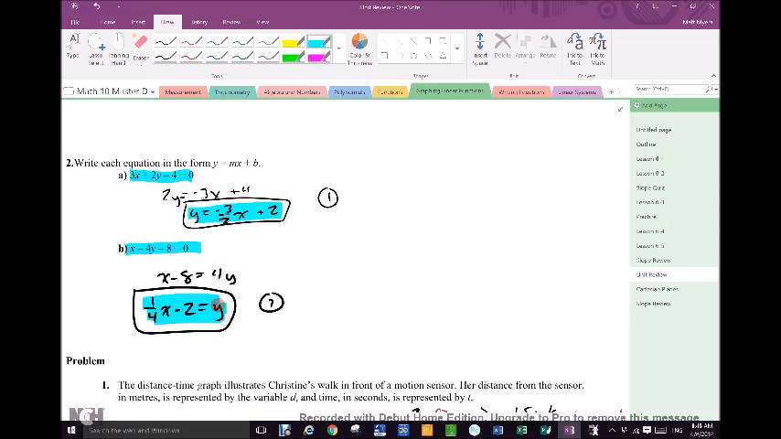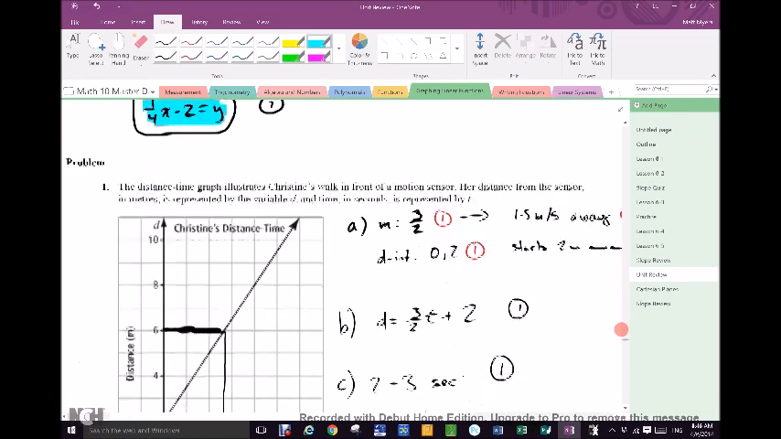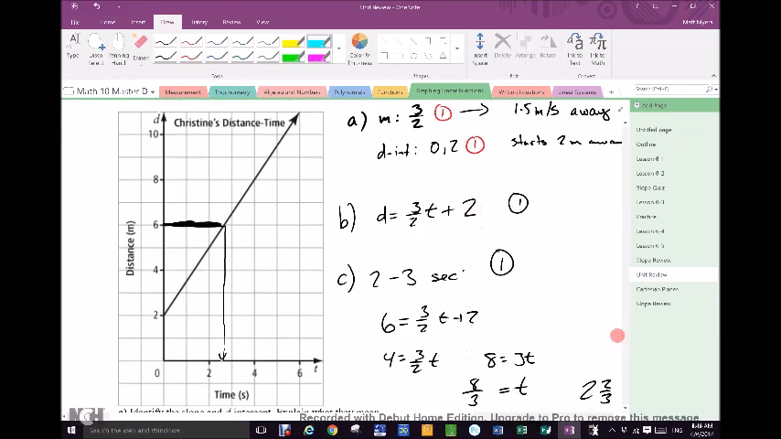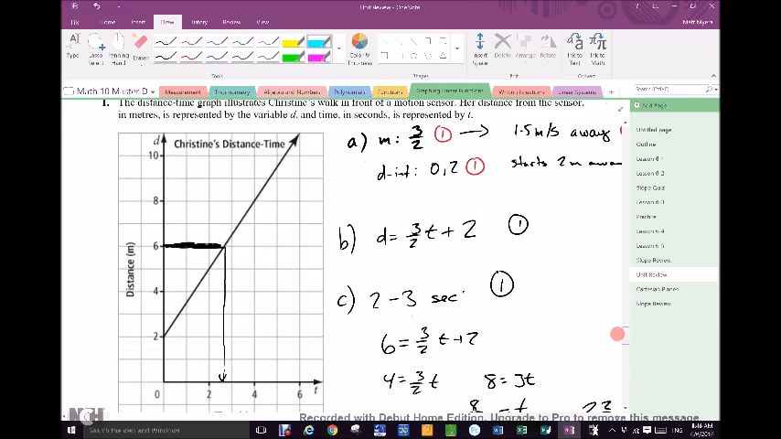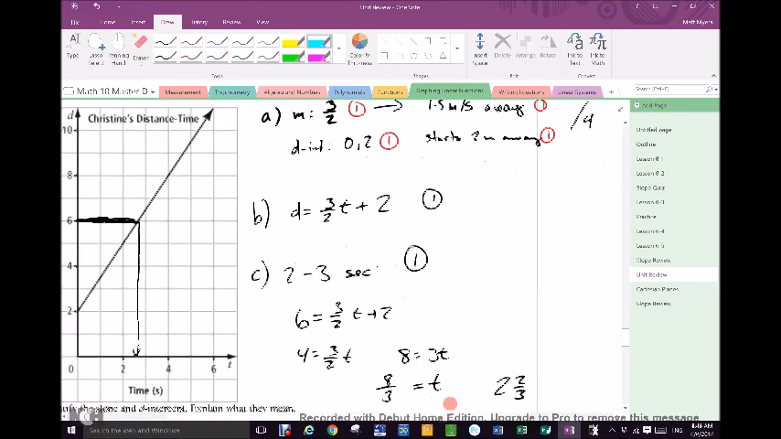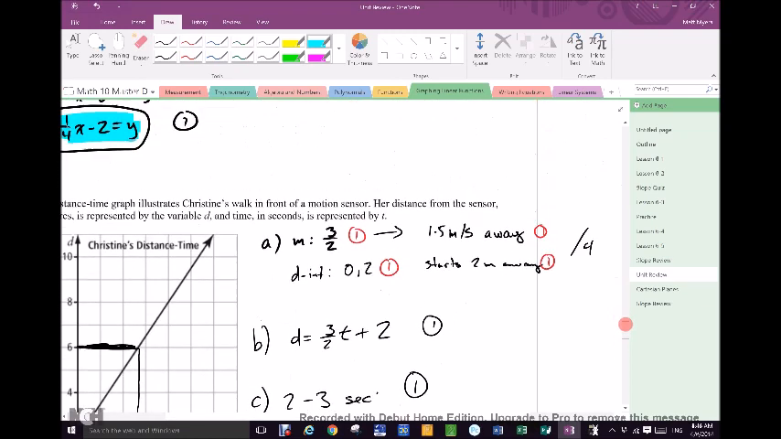What time is it? 8:45. We got lots of time. Oh, yeah, 1/4. The problem of Christine's walk is worth a lot of marks. Well, it ain't really a problem.